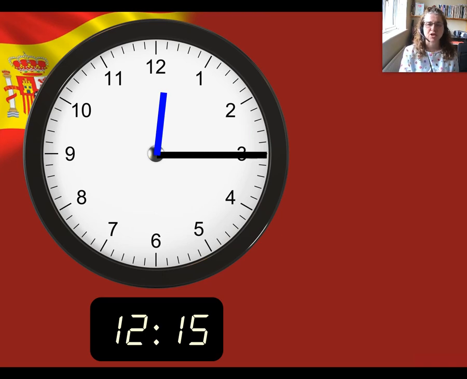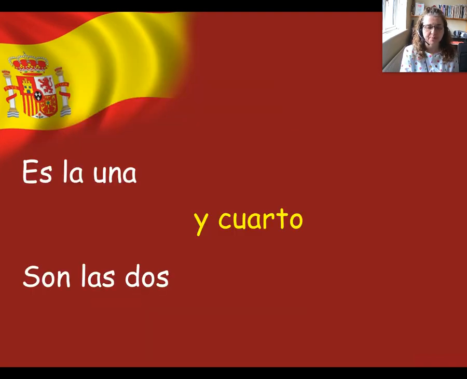So, do you think you've spotted what it is that we have to add on to the end when it is quarter past the hour? So we start off either with es la una or son las, all the other numbers, and then we add on y cuarto. What do you think the word cuarto means? That's right, it means quarter. It looks like the word quarter, doesn't it?